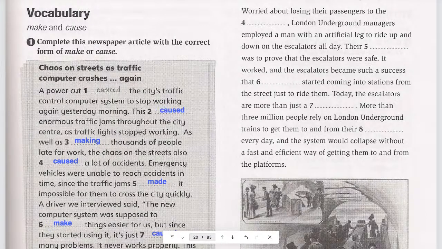Okay, now you turn, number 2. Read that. This caused enormous traffic jams throughout the city center as traffic lights stopped working. So the answer for number 2 is caused, with ED.